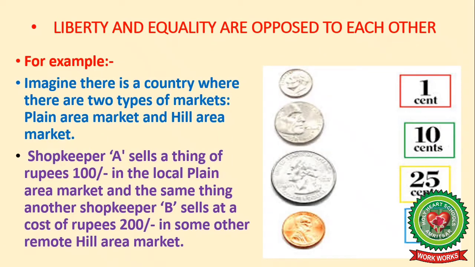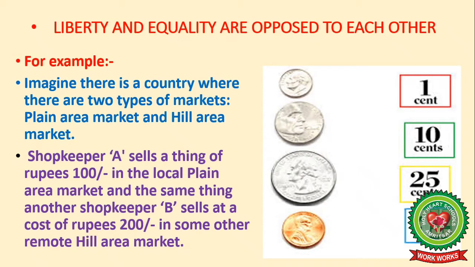The next example is, imagine there is a country where there are two types of market. The first is a plain area market and the second is a hill area market. Now, shopkeeper A sells a thing of rupees 100 in a local plain area market. You can imagine your own city. We are living in a plain area.